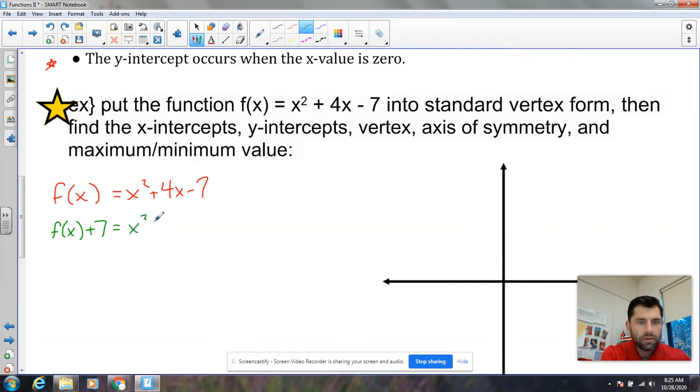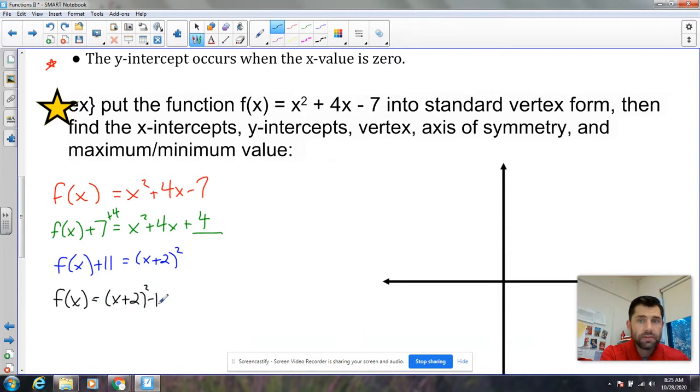And then we'll complete the square. So there's no factoring to do here. My a value is already 1. Now I think, okay, what do I need to add to the side? 4 divided by 2 is 2. 2 squared is 4. So piece of cake. My square is completed. Keeping my equation balanced, I have to add 4 to both sides. So I have f of x plus 11 equals, and then we just factor this down. So that becomes x plus 2 times x plus 2. Subtract 11 from both sides. F of x equals x plus 2 squared minus 11. So there we are in standard vertex form.